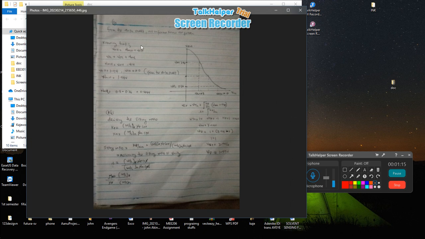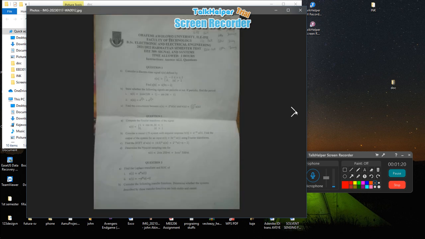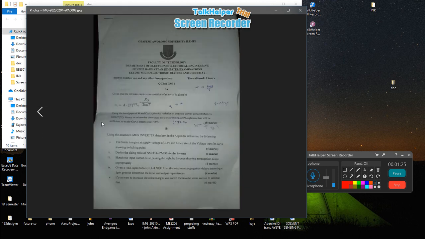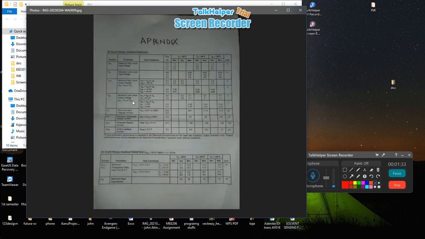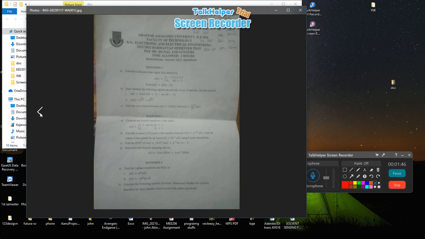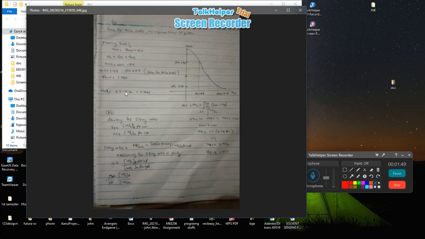And the second question, let me quickly go to the second question. It said that using the attached CMOS inverter data sheet, which is the data sheet here, we should calculate the noise margin at a supply voltage of 5.5, and sketch the voltage transfer curve showing the switching point. So this is from the data sheet.